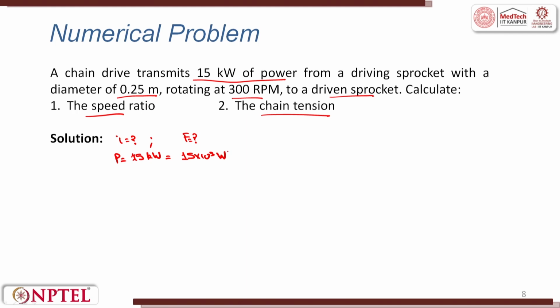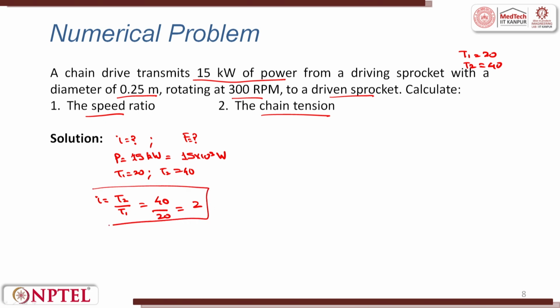Also in the problem it is given, which is missing here, the number of teeth on the driving sprocket is 20 and on the driven sprocket is 40. So T1 is equal to 20 and T2 is equal to 40. Let us first find the speed ratio. Speed ratio i is equal to T2 by T1, which is equal to 40 by 20. This is equal to 2. This is the first part. The second part is chain tension.